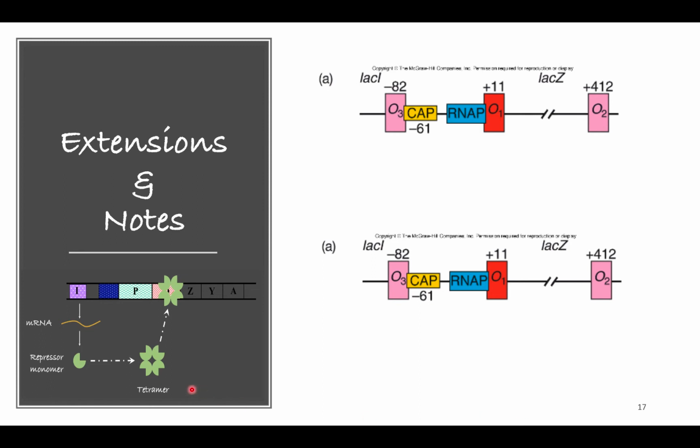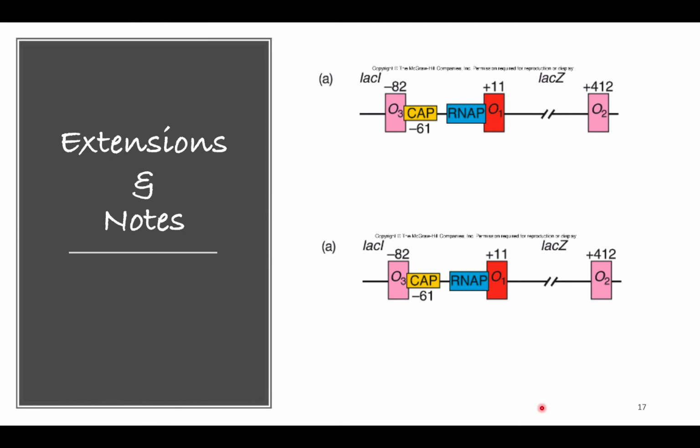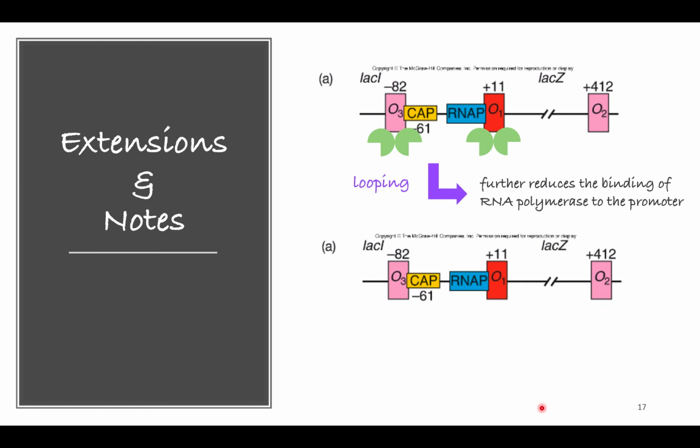To recall from the previous slide, the LacI tetramer I showed earlier in the video actually does not bind as a tetramer like this. There are two binding sites, and each binding site binds to LacI. Basically, when the LacI tetramer binds to LacO1 and LacO3, two of the monomers bind to LacO1 and two of the monomers bind to LacO3. This causes looping of the intervening DNA that further reduces the binding of RNA polymerase to the promoter.